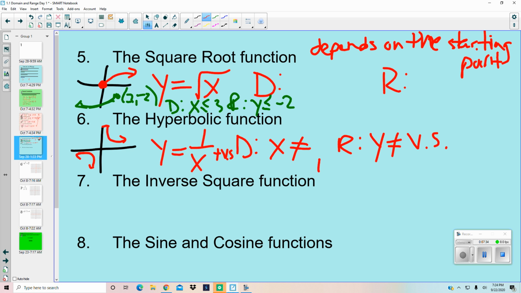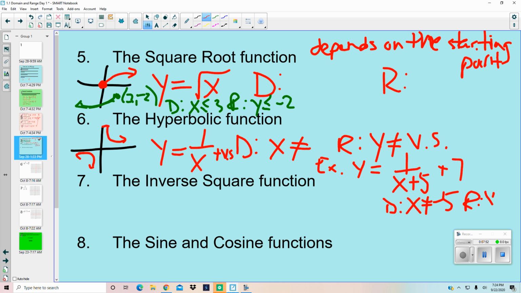Okay, so for example, if I give you y equals 1 over x plus 5 plus 7, my domain is going to be x can't be -5 because that gives me 0 in the denominator. My range would be y won't be 7 because that's the vertical shift. Okay, so it's going to be important that you have all of these rules. So if you haven't been writing these down, you're going to want to go back to the beginning of the video and write them down.